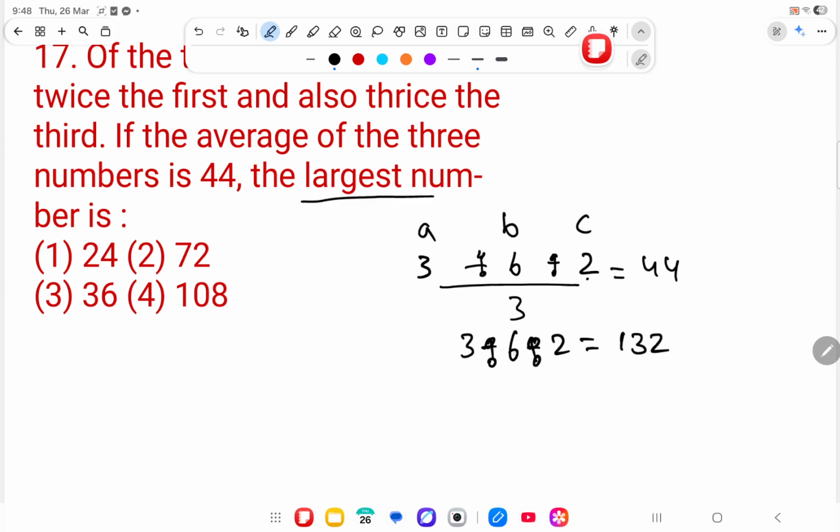Total 11 parts. 3 plus 6 plus 2 is 11 parts. 11 parts is 132. Then 6 parts will become how much? 6 by 11 into 132. Out of these both, if 11 gives 132, for 6 I will get less than that. So less should be in the numerator, more should be in the denominator into 132. So 72.